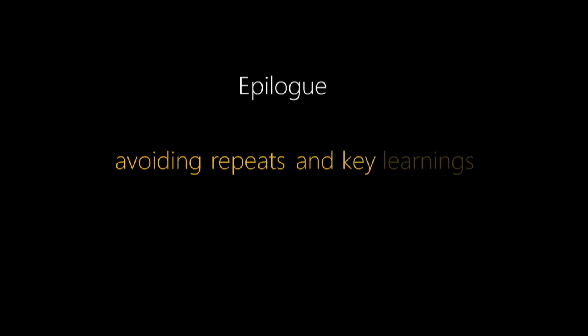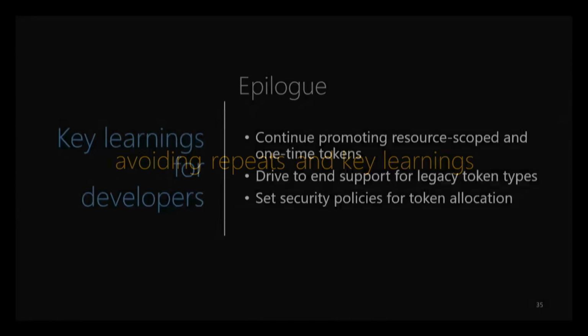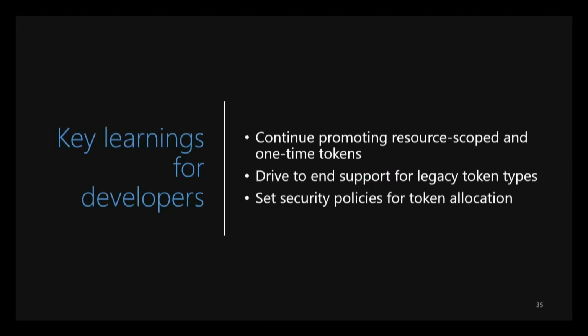So in the final part of the story, we would like to share some of the learnings that we derived from this incident, some of which can be applied to other developers and cloud service providers as well. From the developer's perspective, it is very important that we follow the principle of least privilege. We can achieve this by promoting resource scope and one-time tokens. This was the biggest learning that we derived from here, and it helps greatly in improving security and minimizing the attack surface.